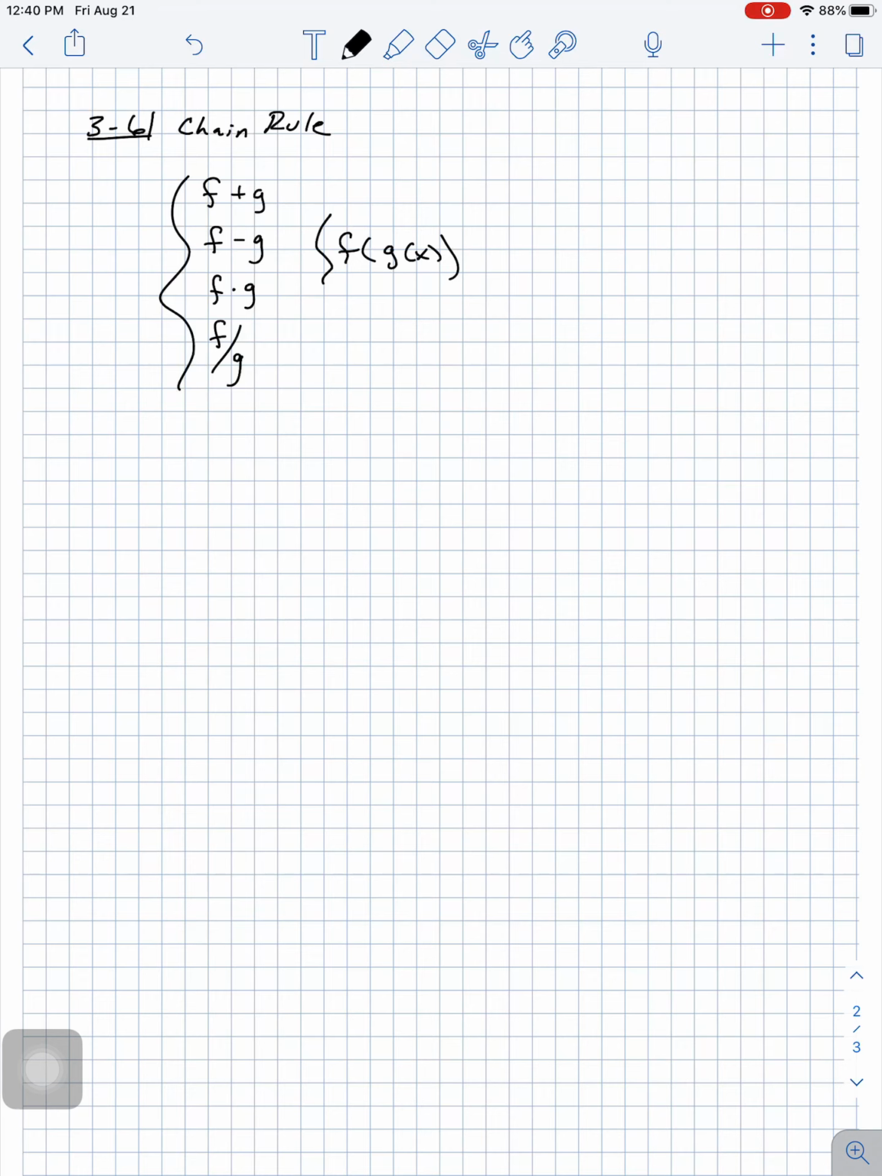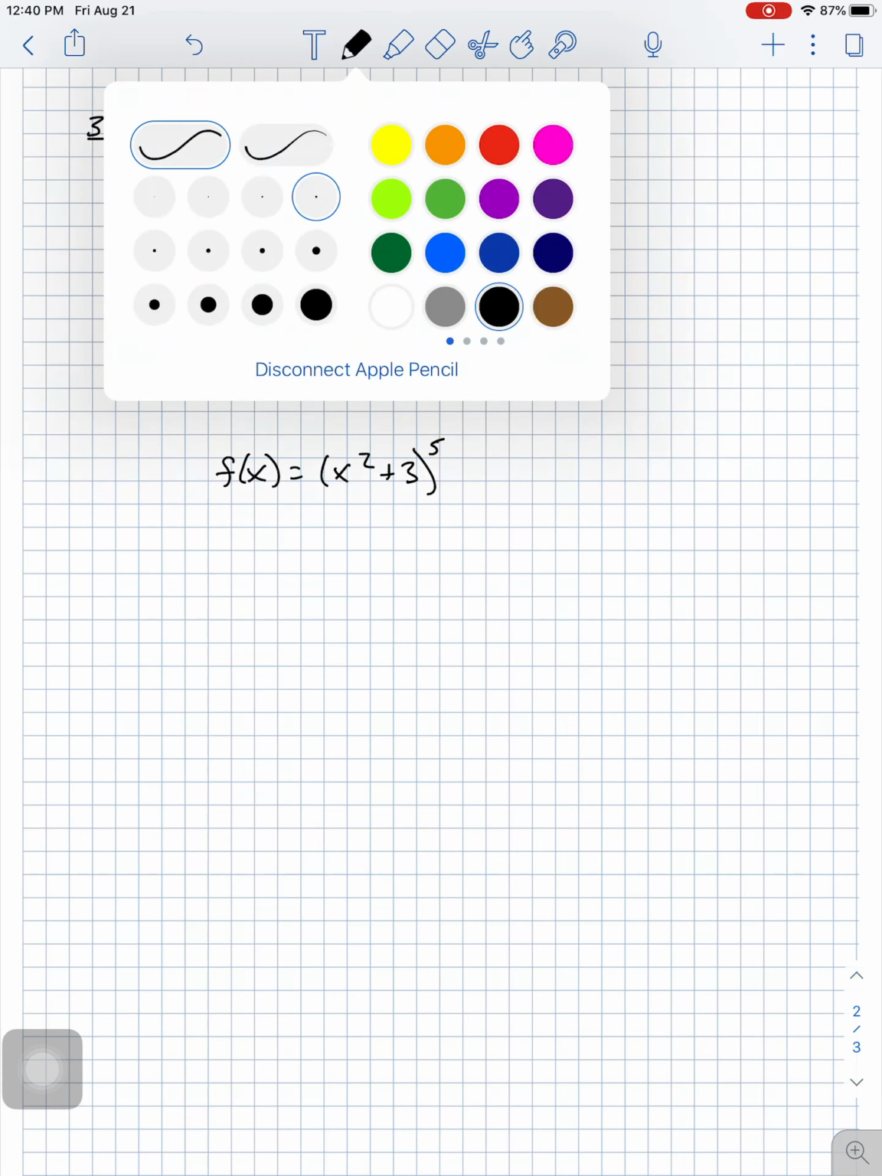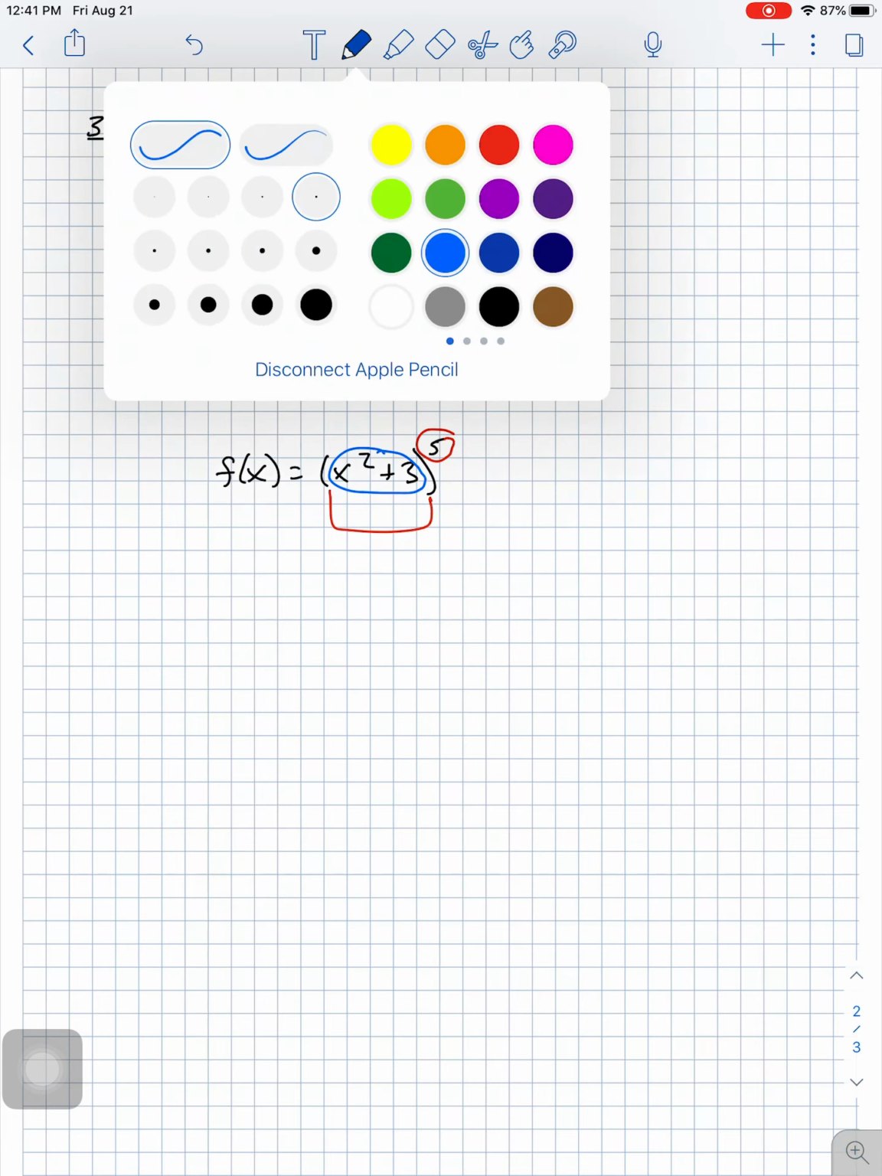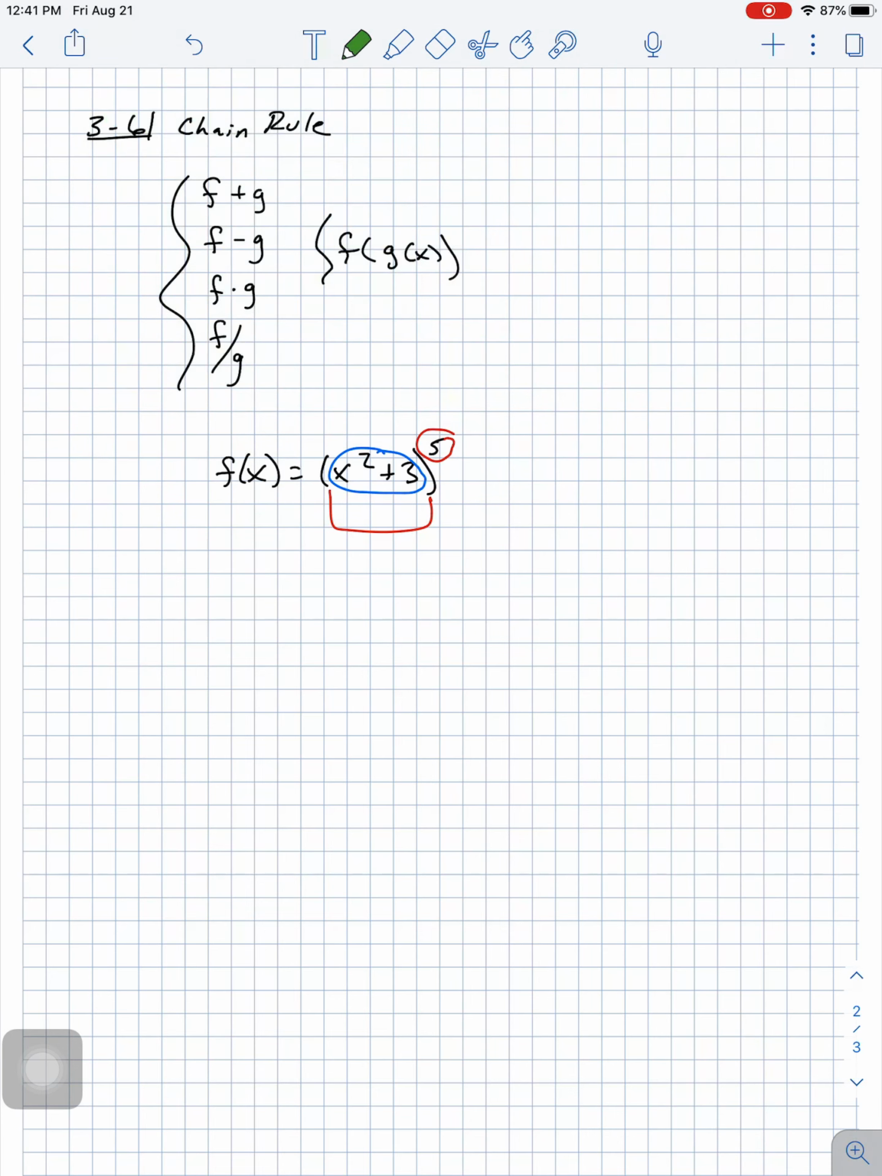So, for example, maybe there's a function that's defined like this: x squared plus 3 to the fifth. This is really a composition of functions, because you've got this outside function, so to speak, that's saying we're going to take whatever's in here and take it to the fifth power. And then you've got this inside function right here of x squared plus 3. So I could pull this apart into two different functions.